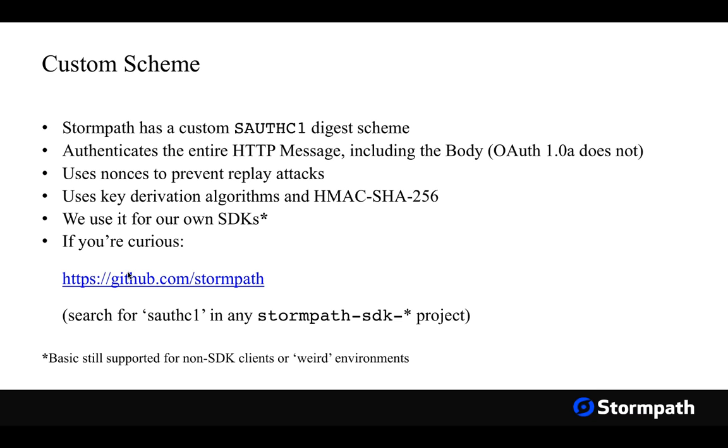One of the nice things about our scheme, if you use one of our REST clients, for example, to talk to our REST API, is that our scheme actually authenticates the entire HTTP message. All the request headers, the body itself, the entire message is guaranteed to not be manipulated in transit, even before or after HTTPS transmission. Even OAuth 1.0a does not do this. OAuth 1.0a will guarantee authenticity of the HTTP headers in the message, but not the body. Stormpath does guarantee authenticity for the whole message.